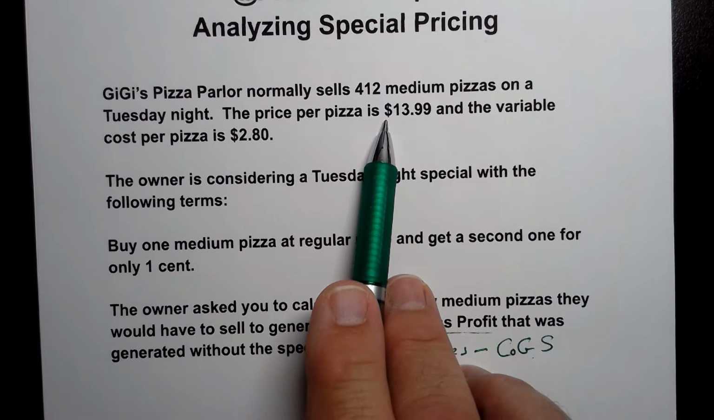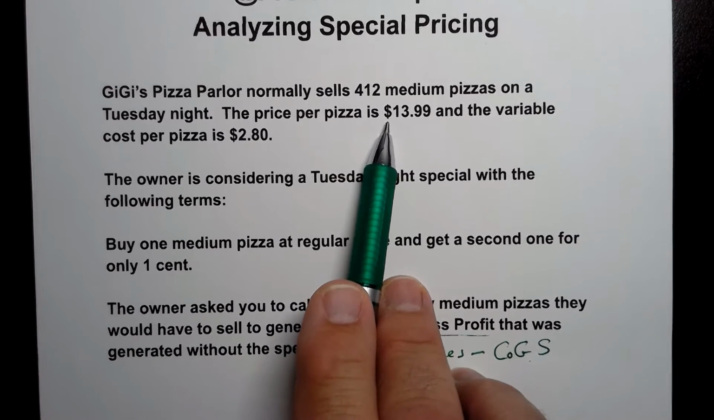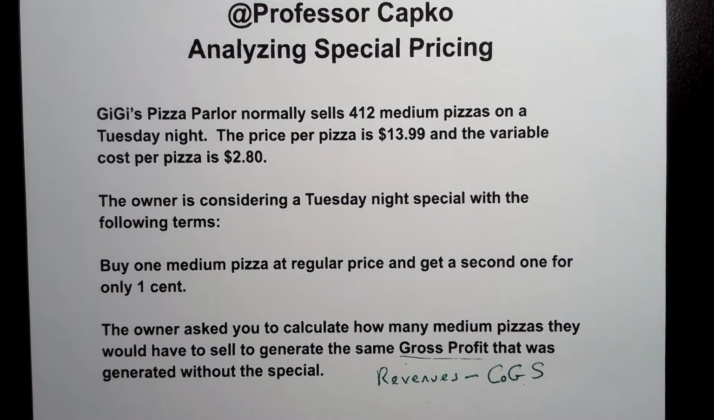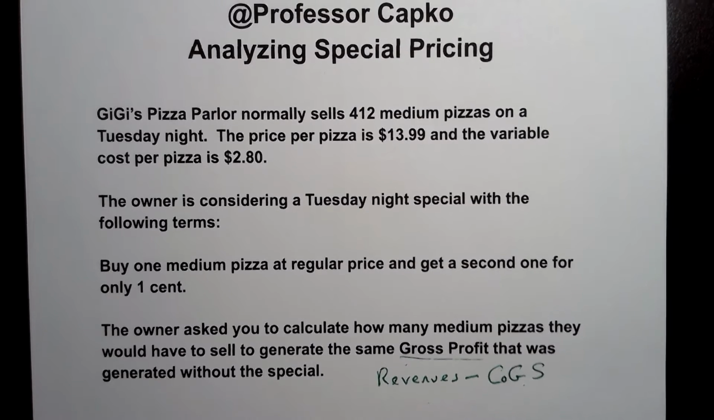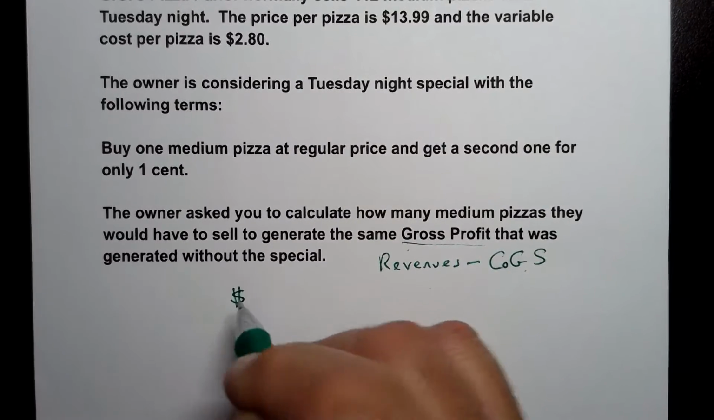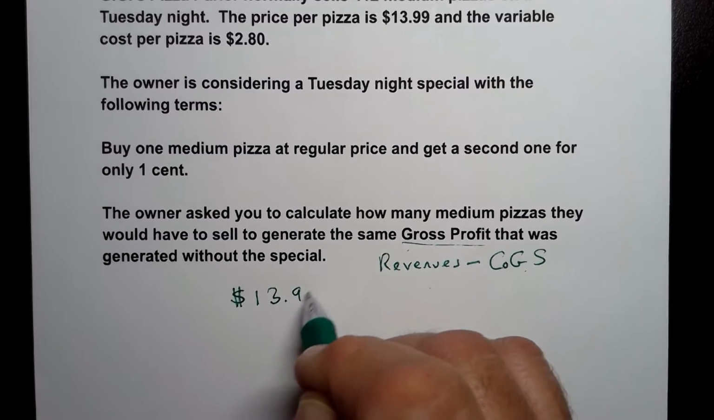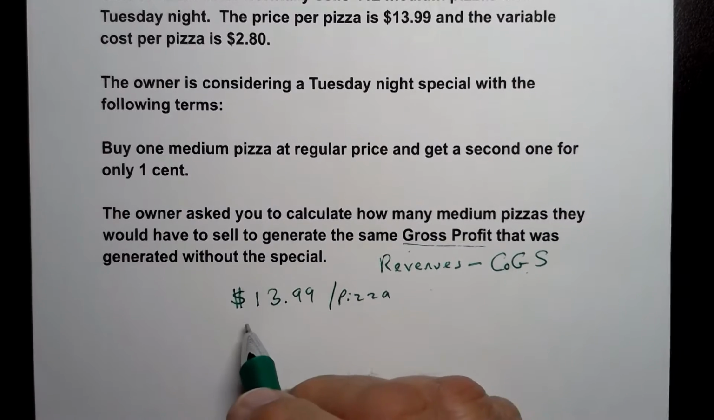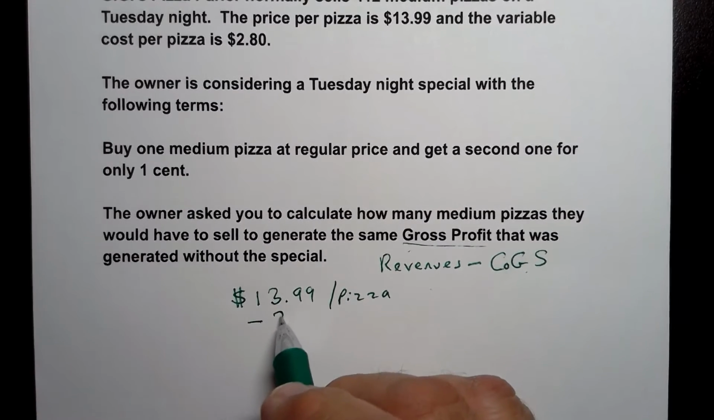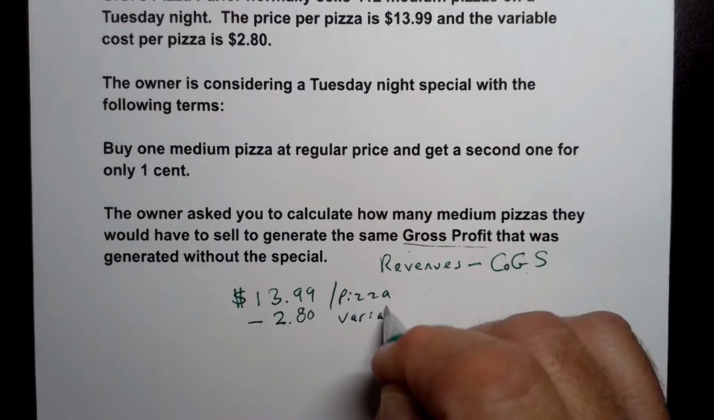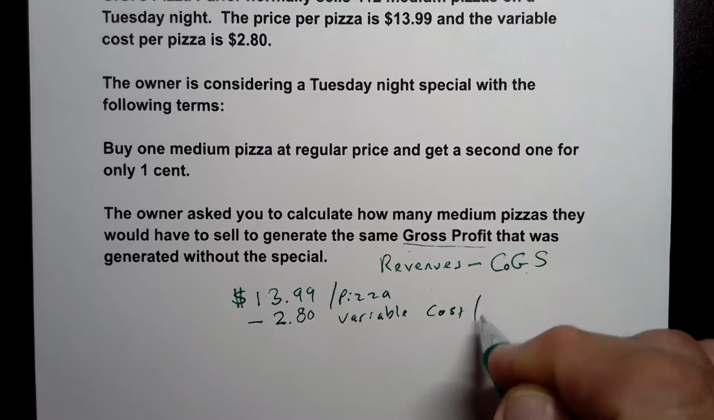In other words, we're going to find what's called the contribution margin per unit. If you're not sure what contribution margin is, I have a video up here that I'm linking in the corner that will show you how contribution margin is calculated. So let's start out with each pizza, the revenue is $13.99 per pizza. And we're going to subtract from that our variable cost of $2.80, and that's the variable cost per pizza.